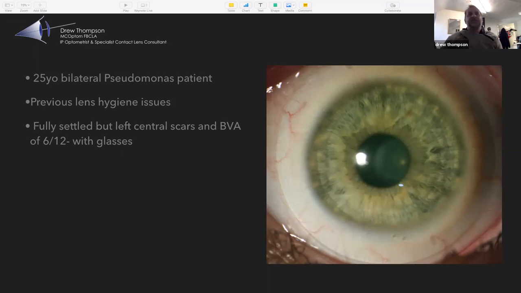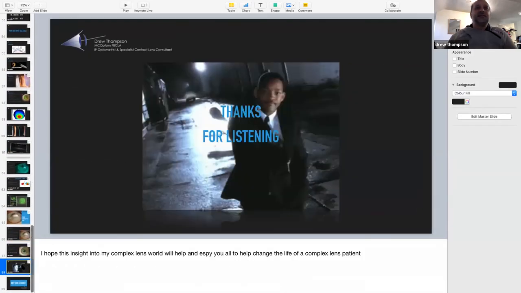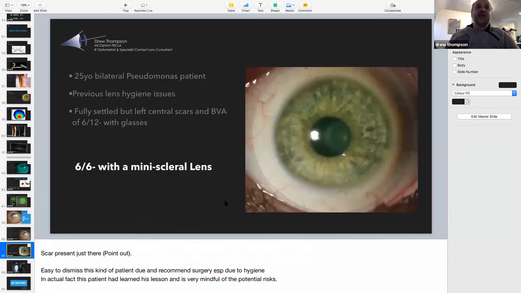Anyway, I think he got down to about 6/6 with a meniscal contact lens. And that's it. So my take-home message from this is that please always try things that you don't think will work, because they often do, and you can be surprised.